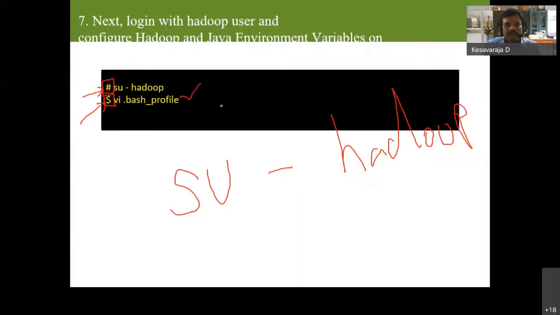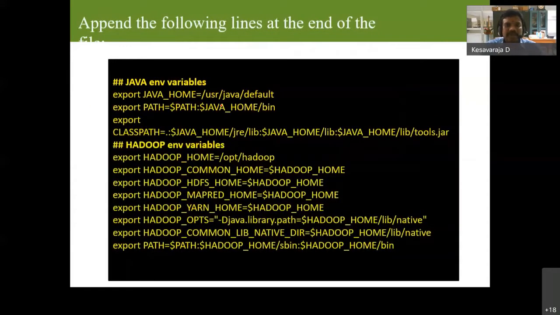Now I will open the file .bash_profile. .bash_profile is something like a path setting. I open that file, and inside that I will type JAVA_HOME, PATH, CLASSPATH, HADOOP_HOME. HADOOP_HOME is /opt/hadoop. Then COMMON_HOME, HDFS_HOME, MAPRED_HOME, YARN_HOME, HADOOP_OPTS, common library, hadoop.